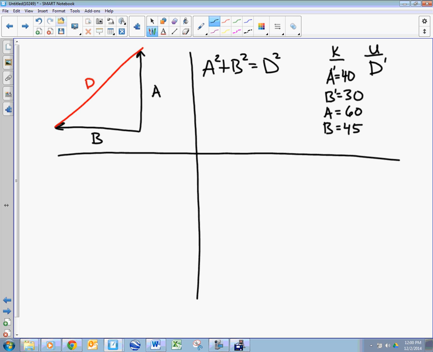Now, we don't know D prime. That's what we're trying to figure out. But can you figure out D? If A is equal to 60 and B is equal to 45, please quickly try to figure out for me what is D. On your calculator using the Pythagorean theorem, you come up with, very good, 75.